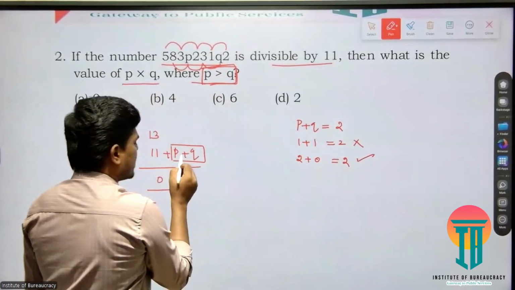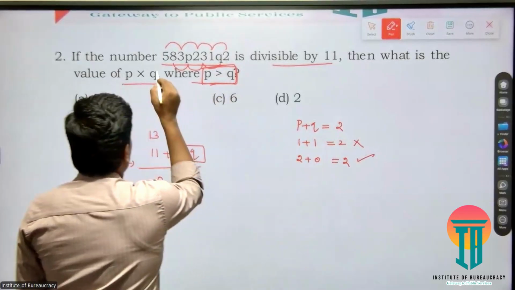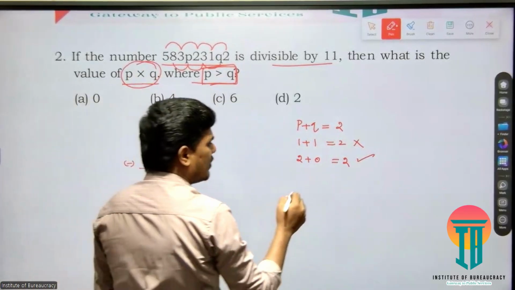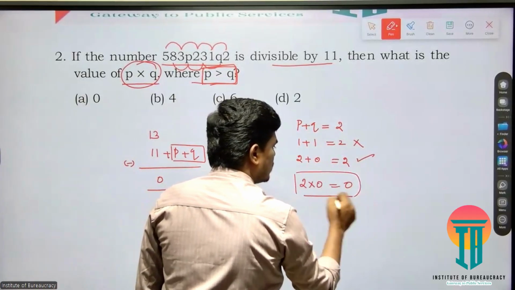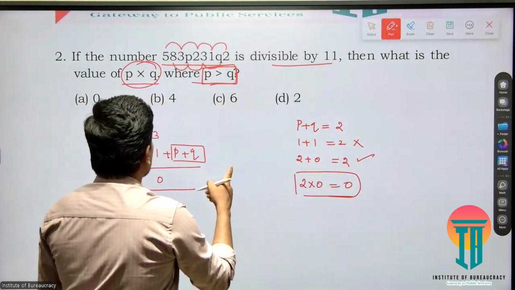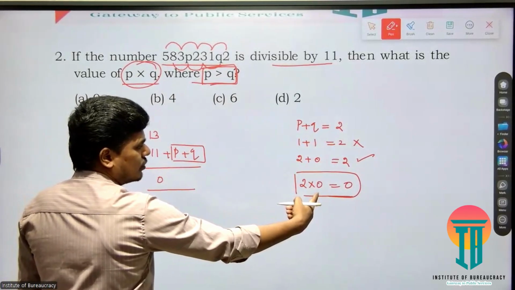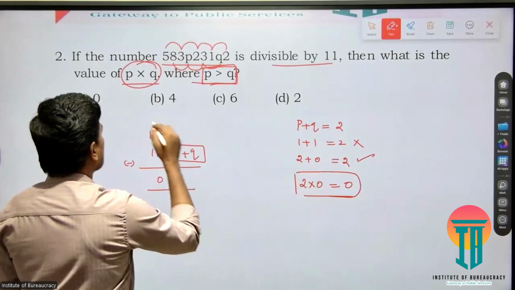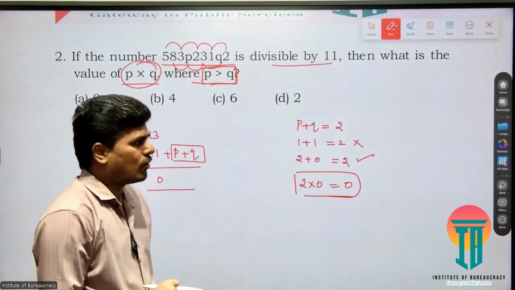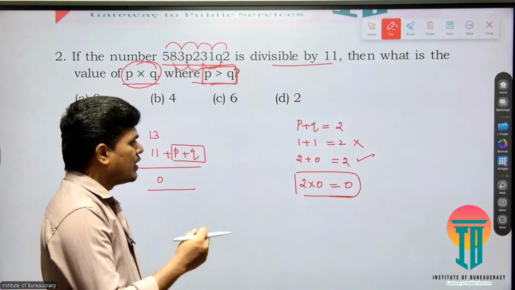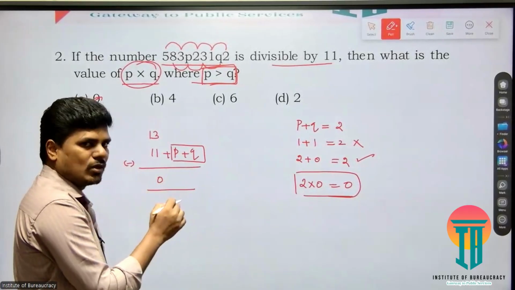Okay, so in the place of P plus Q, we can get 2. And here what they are asking is P into Q. That means 2 into 0. The answer is 0. Okay, P into Q. In this case, P plus Q is 2, which means P into Q is 2 into 0, which is going to be 0. You have an option: P into Q can become 0.